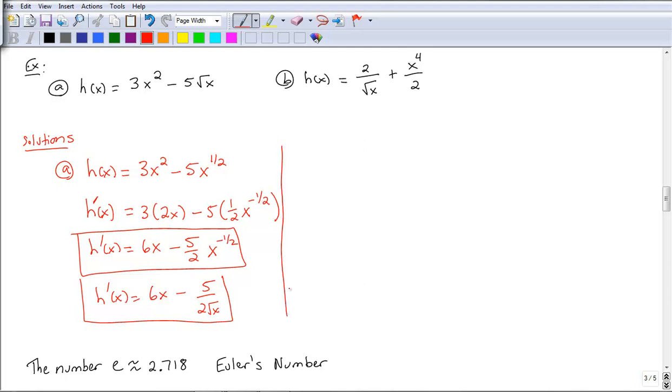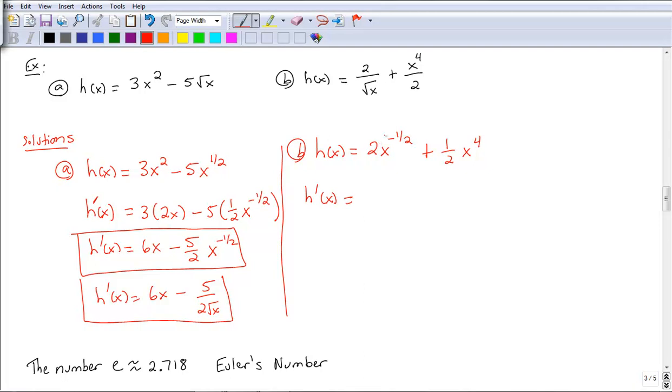Part B, the same idea. There's a plus sign. I'm going to take the derivative of each piece around the plus sign. First I'm going to rewrite it so the x's appear on top with powers. The square root is x to the 1/2. Since it's on the bottom, I can write it on the top with a negative 1/2. X to the 4th over 2 is the same thing as 1/2 x to the 4th. Notice x to the 4th is over 1 there, so when I multiply those together, it becomes x to the 4th over 2. I can take the derivative around each piece.